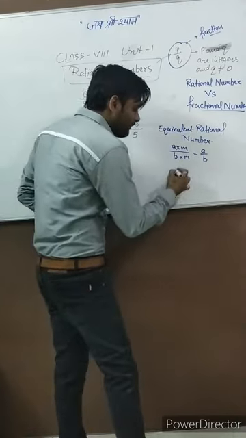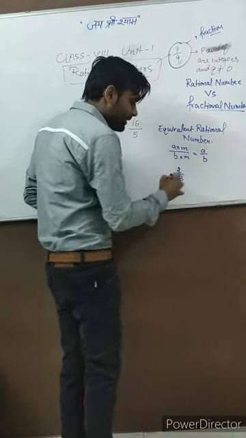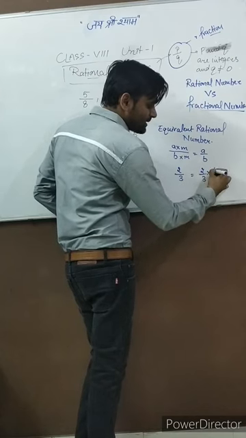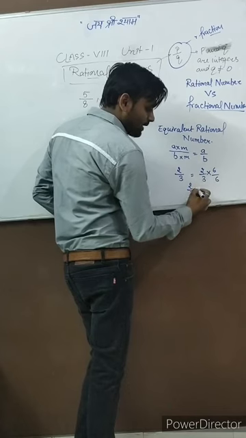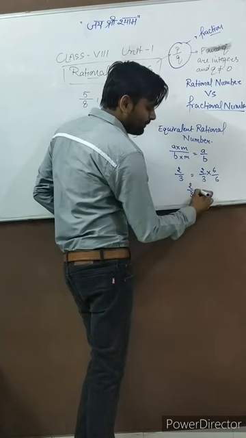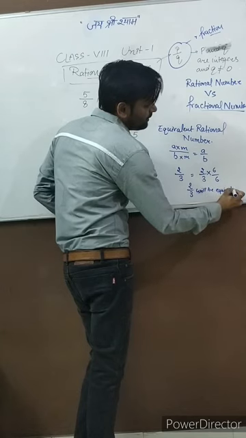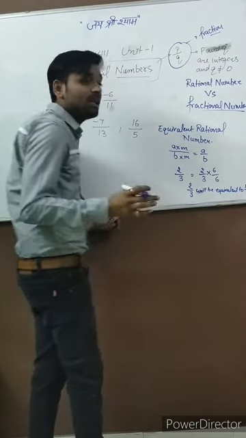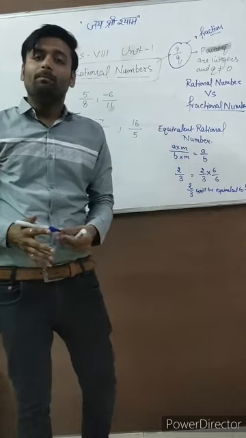Let's take an example. We take a rational number 2 divided by 3 and multiply 2 divided by 3 by 6 divided by 6. Then 2 divided by 3 will be equivalent to 12 divided by 18, because the same non-zero integer is multiplied in a divided by b.